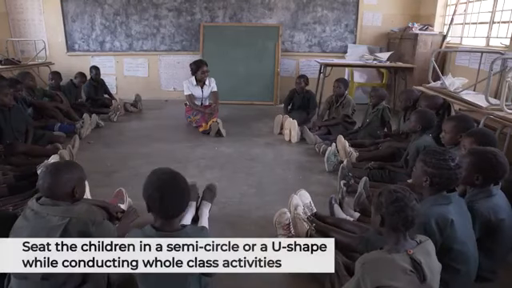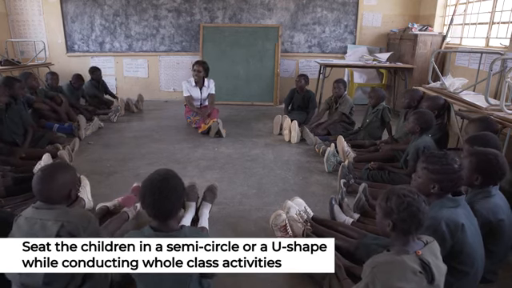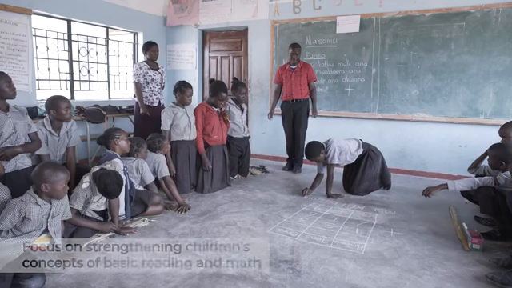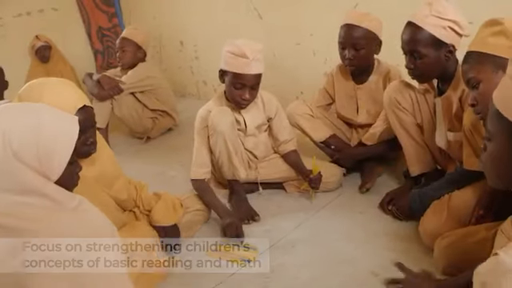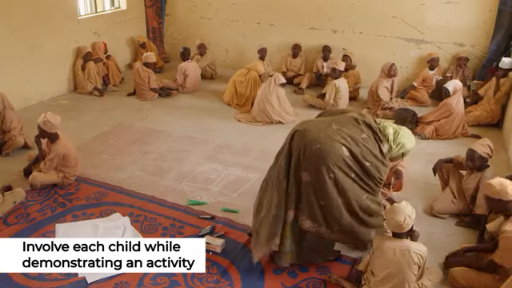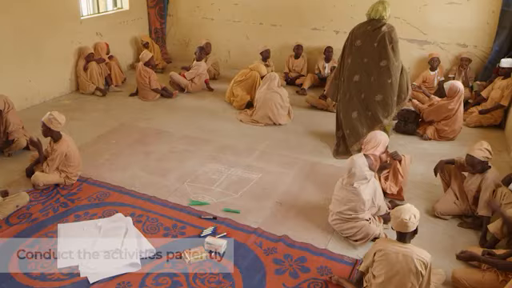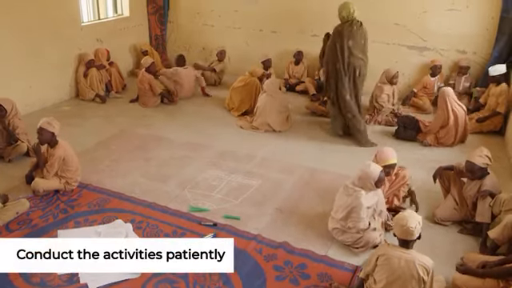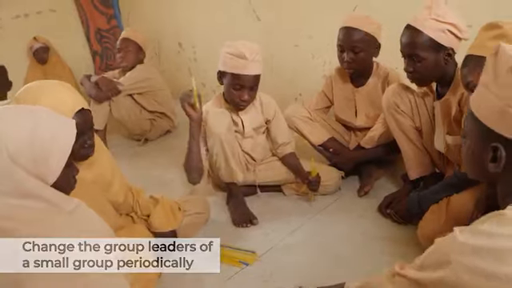Let's now take a look at some best practices for implementing TaRL activities at the classroom level. Seat the children in a semicircle or a U shape while conducting the whole class activities. Focus on strengthening children's concepts of basic reading and math. Try to involve and encourage children to participate while demonstrating an activity. Conduct the activities patiently. Change the group leaders of small groups periodically.